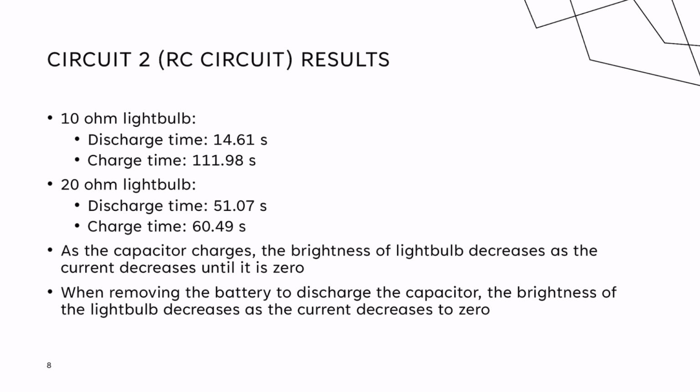So we found that with the 10 ohm light bulb, the capacitor had a faster discharge time and slower charge time, whereas with the 20 ohm light bulb, the capacitor had a slower discharge time but faster charge time. And basically what happened was, as the capacitor charges, the brightness of the bulb decreases until the current is decreased down to 0, and the same thing when you remove the battery to discharge the capacitor, the brightness of the light bulb decreases over time.